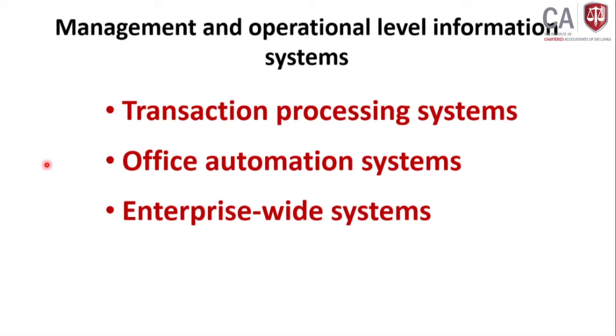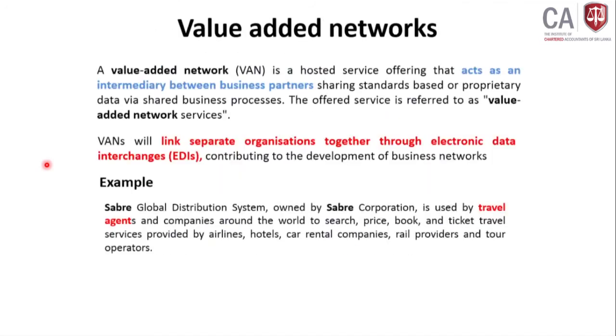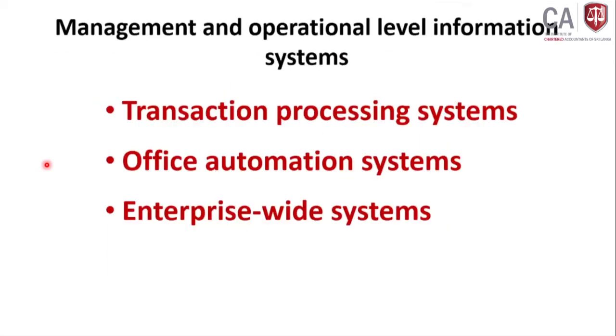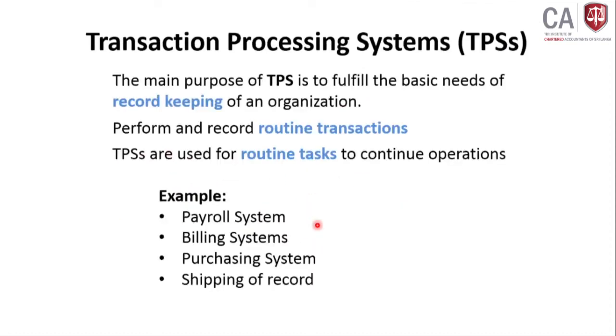Management and operational level information system. Earlier we talked about strategic information system. Now we will talk about management and operational level information system. It's transaction processing systems, office automation system, enterprise wide system. Let's go with the next slide. What is TPS? Transaction processing system.